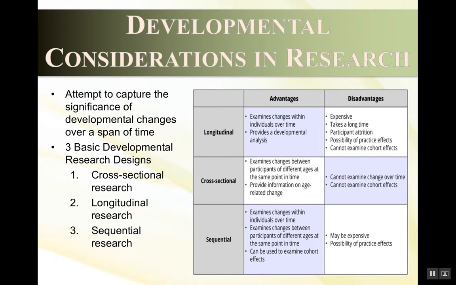So there's three main types of research that focus on spans of time. And these are known as cross-sectional, longitudinal, and sequential. So longitudinal, there are some good advantages of a longitudinal study because this examines changes of individuals over time. It may be a year, it may be a lifespan, it may be from elementary school to middle school, from middle school to high school. And what it does is it provides a developmental analysis of how they've changed and been influenced over time.